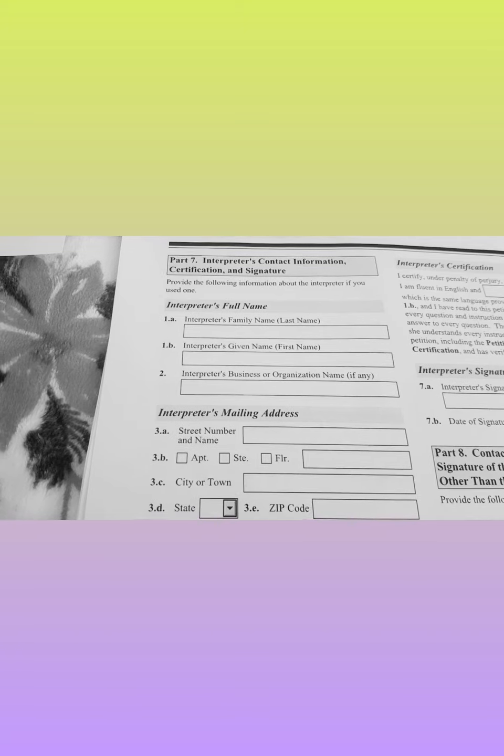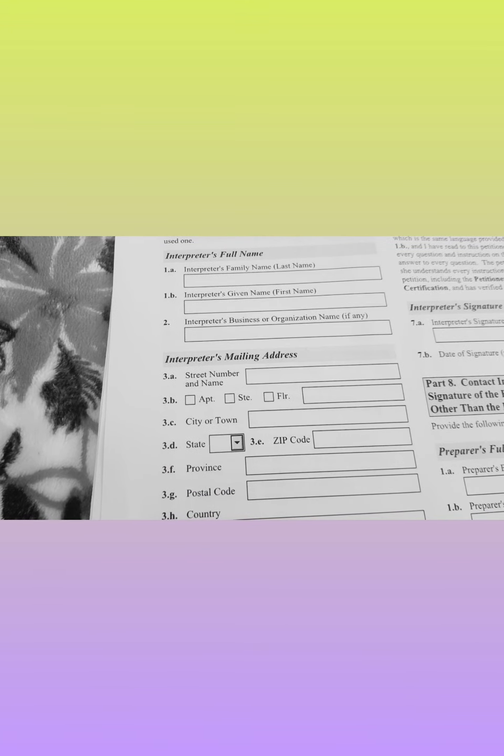So we move over to the next one. The next one says interpreter's contact information, certification, and signature. Same thing as what we did over there. This is for the interpreter, the person who interpreted this form to you. They needed the last name, number 1B the first name, and number 2 the interpreter's business or organization name. So you indicate the interpreter's mailing address as well. We move over to the interpreter's contact information. They needed the interpreter's daytime telephone number. Number 5 is the mobile number, and number 6 is the interpreter's email address.